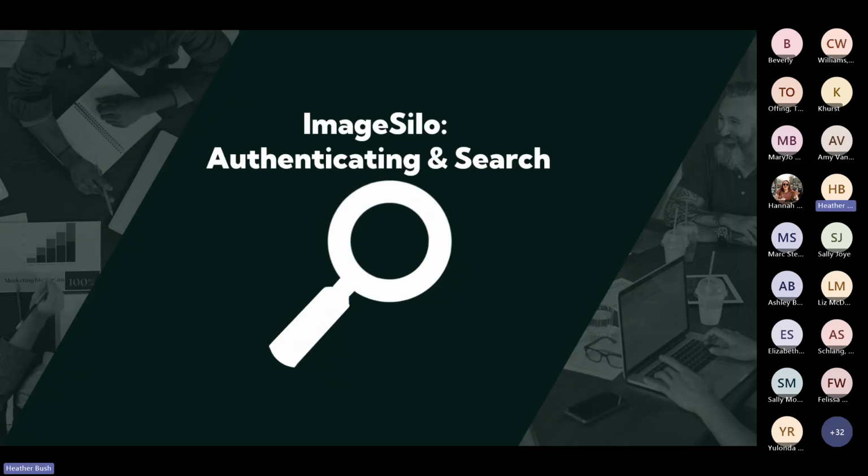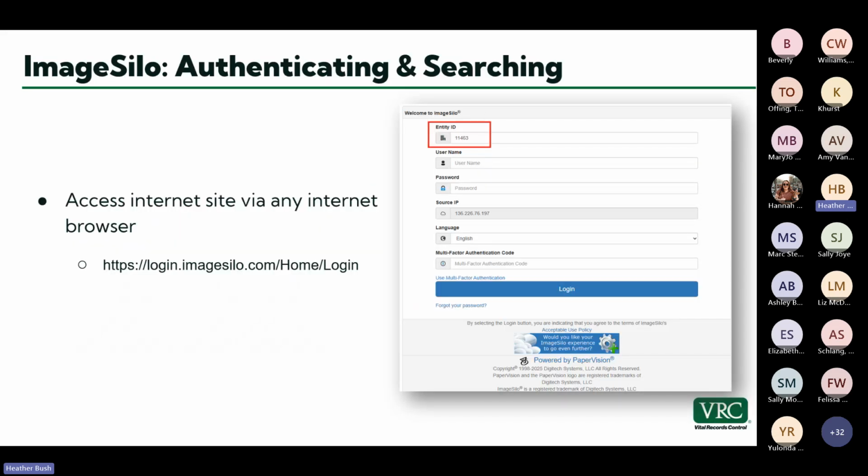Okay, first we're going to talk about getting into the demo portion. We're going to talk about authenticating and search. So authenticating. Access to ImageSilo is via the internet and via any browser. You probably recognize that login address. This is what the login screen looks like. You may very well be very familiar with this as well.